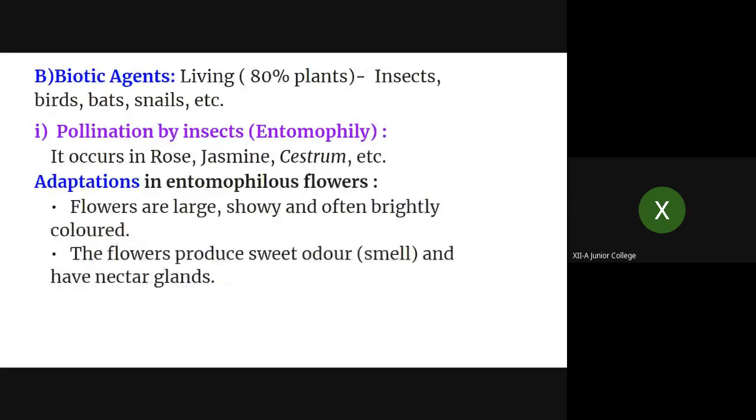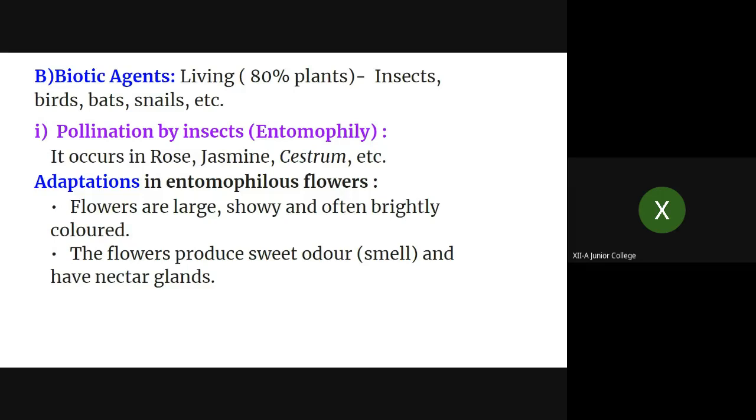Now we'll talk about the biotic agents. Biotic means living. Most of the plants, about 80%, show living biotic agents. And what are these biotic agents? They are insects, birds, bats, snails, snakes, dogs, a few animals, and human beings also. So these are all biotic agents. Okay. Now, we'll discuss only some of the examples, whatever is included in the syllabus.